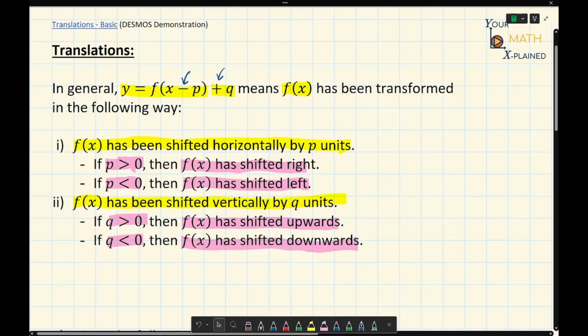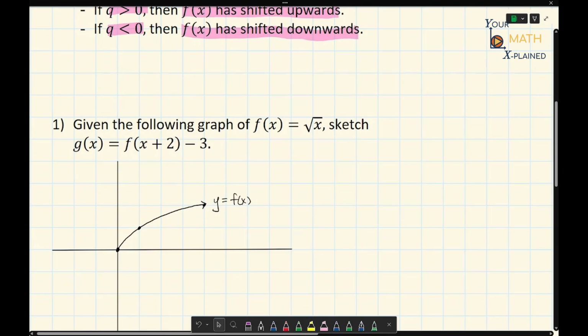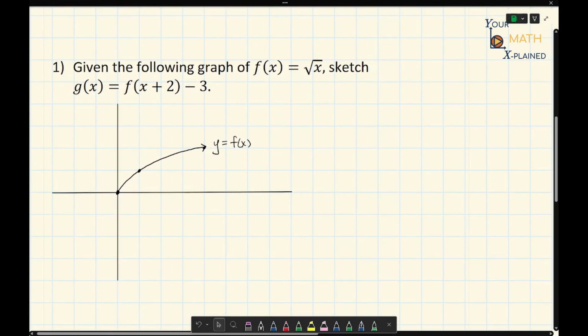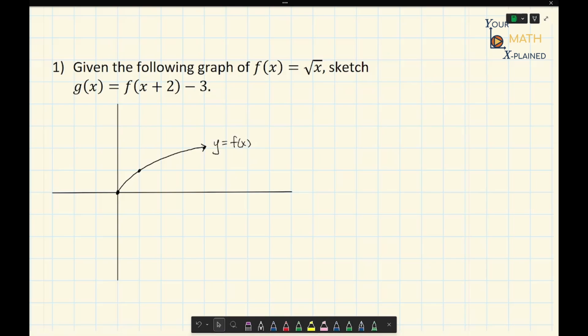Okay, so let's go ahead and apply this knowledge to an example. So now, given that we have our function f of x is equal to the square root of x, and we've drawn the curve on this paper here, we want to sketch g of x is equal to f of x plus 2 minus 3.